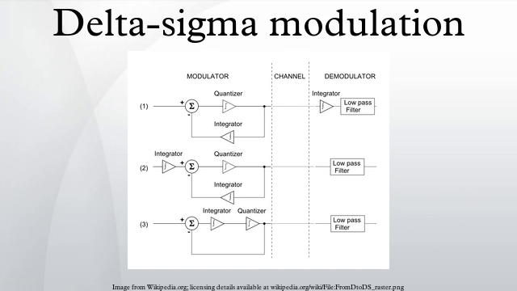The first step in a delta-sigma modulation is delta-modulation. In delta-modulation, the change in the signal is encoded, rather than the absolute value. The result is a stream of pulses, as opposed to a stream of numbers as is the case with PCM.